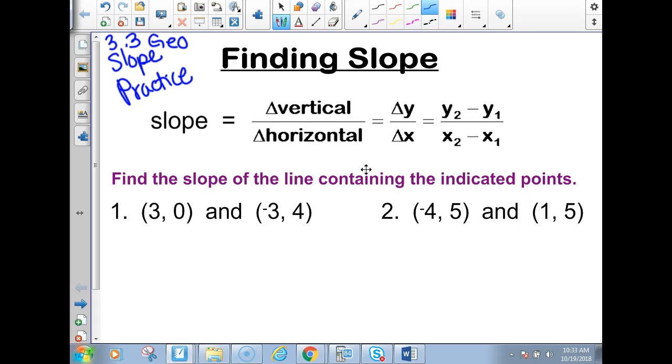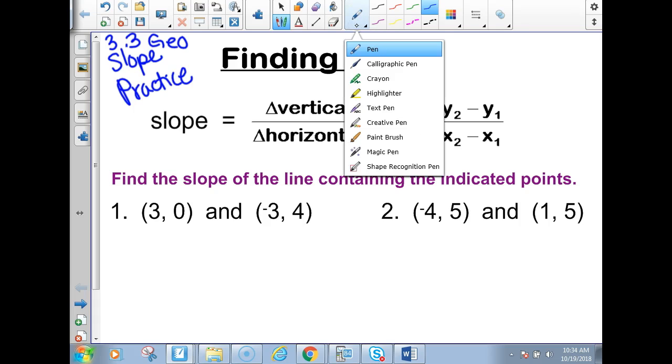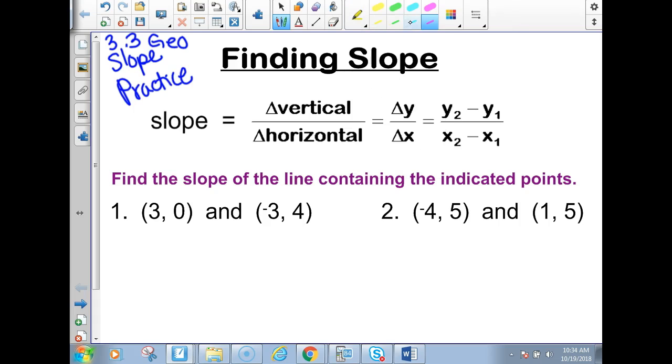All right, I'm going to just do an example of the types of problems that you need to work on in here. You may wish to write down the formula at the top of your paper for finding slope. Remember, it's the change in y over the change in x, vertical change over horizontal change. So we're going to be working with the points and doing the y's first, just like we were talking about in the ISN.